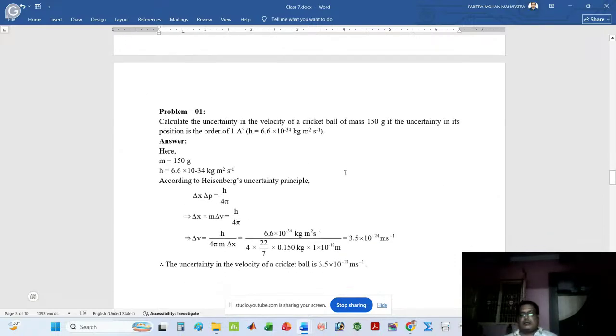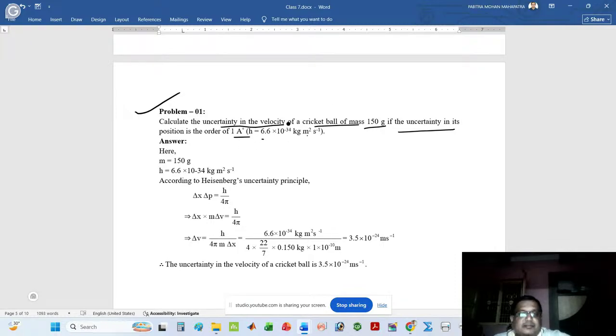Next, I want to solve some problems related to the Heisenberg uncertainty principle. Problem number 1: Calculate the uncertainty in velocity of a cricket ball having mass 150 gram, if the uncertainty in its position is of the order of 1 angstrom. The h value is given as 6.6 into 10 to the minus 34 kg meter square second inverse.